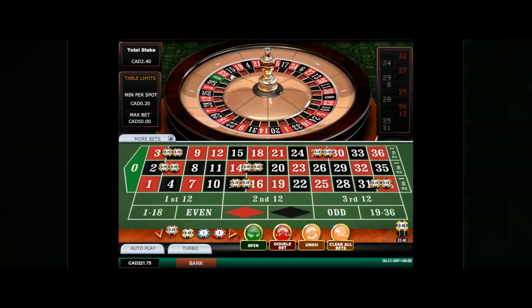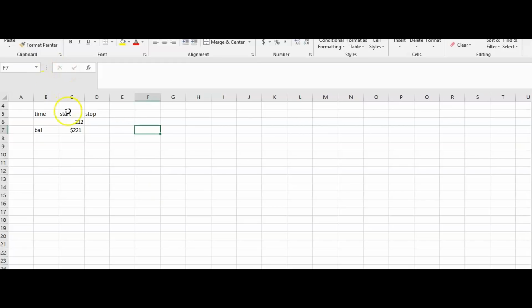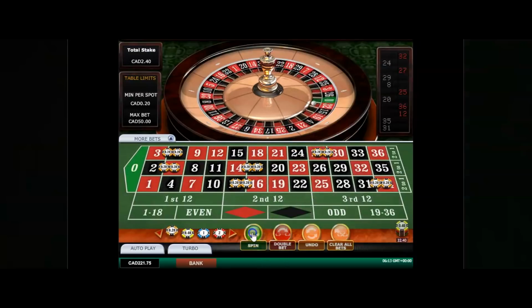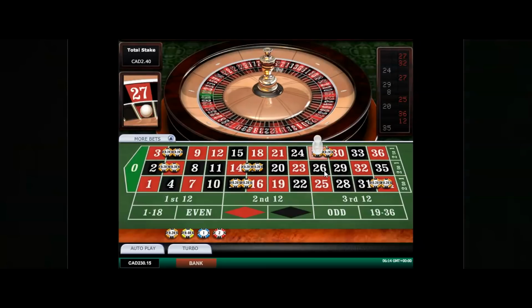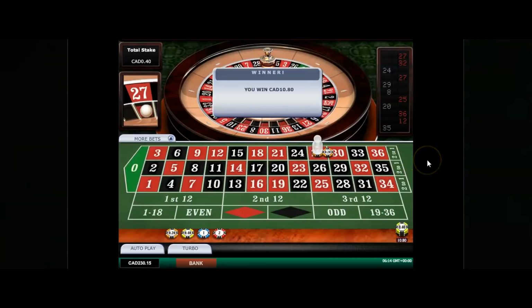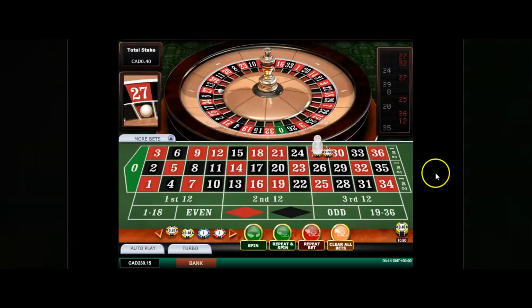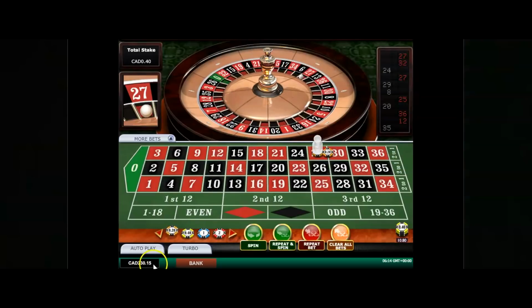Actually, we should start the time at 2:13. That makes more sense. So this is actually when, excuse me, when we actually start. Okay, let's go. Well, I already hit already in 1 minute. So I went from 221 to 230.